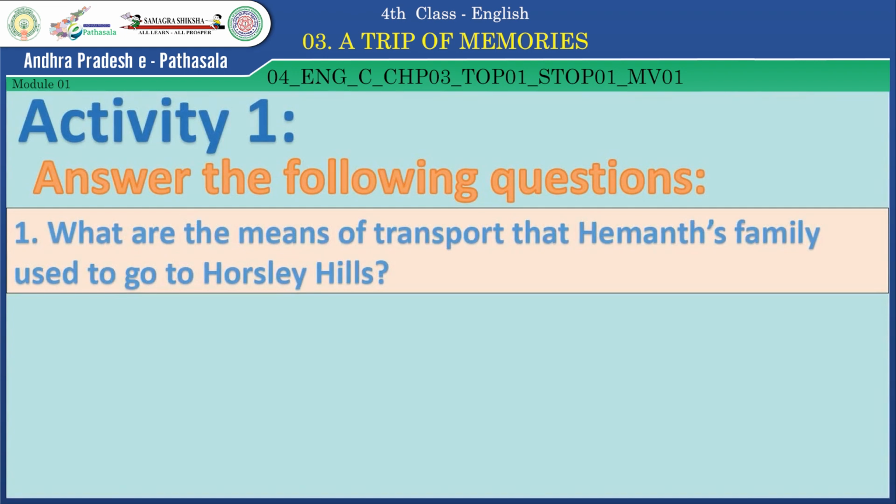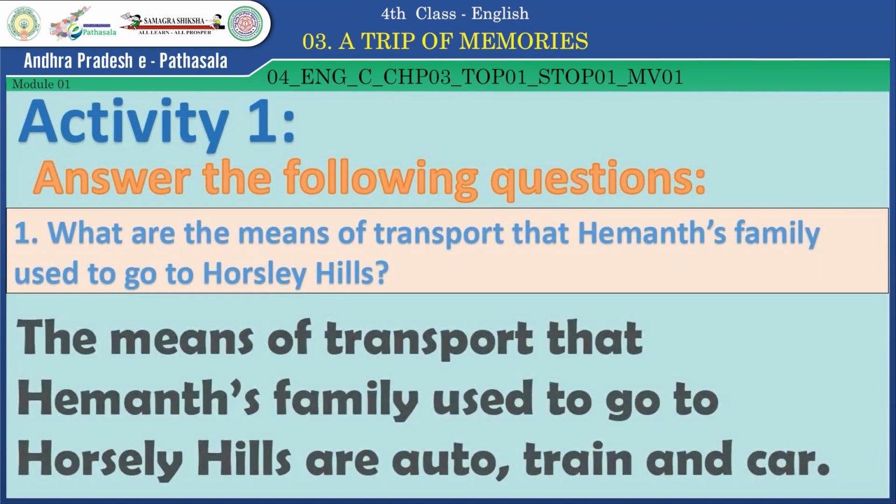Activity 1. Answer the following questions. Number 1. What are the means of transport that Hemant's family used to go to Horsley Hills? Think and answer in your books. Here is the answer. The means of transport that Hemant's family used to go to Horsley Hills are auto, train and car. Keep it up, children.